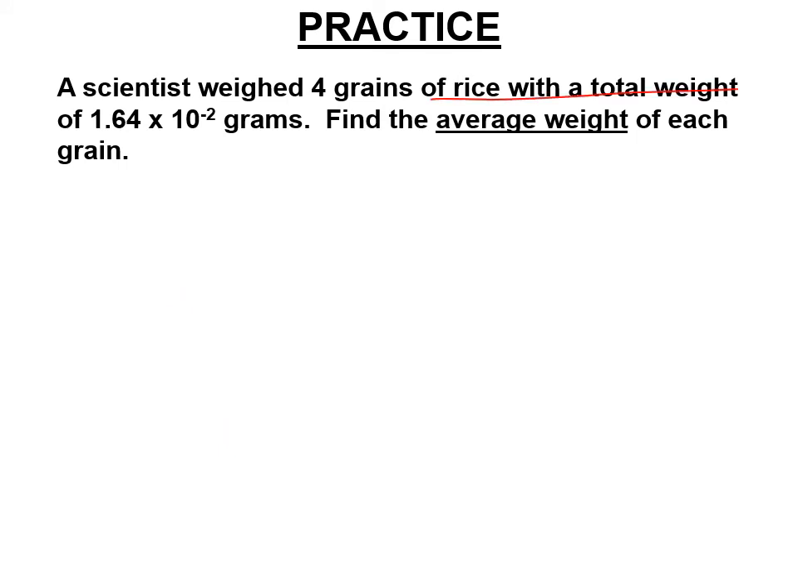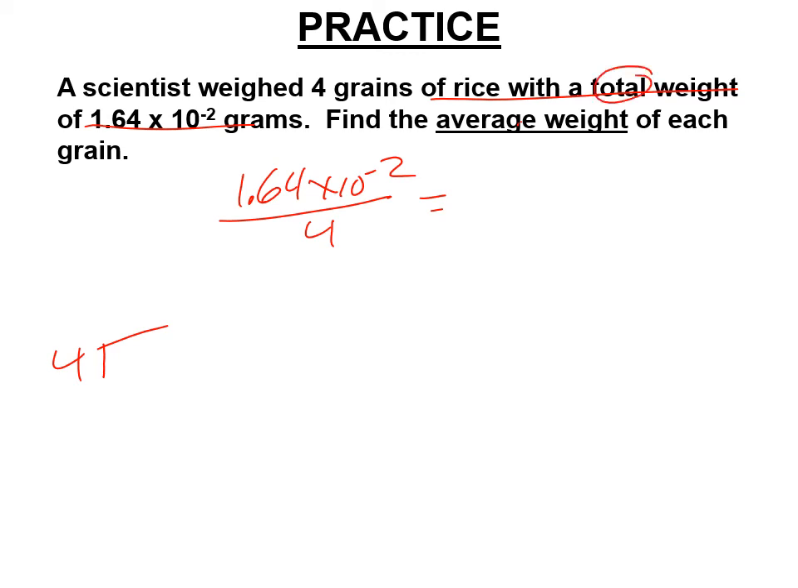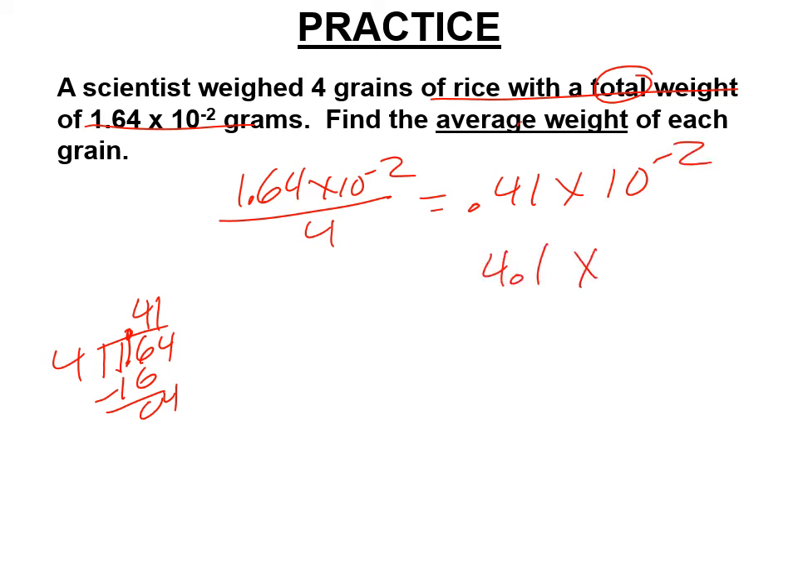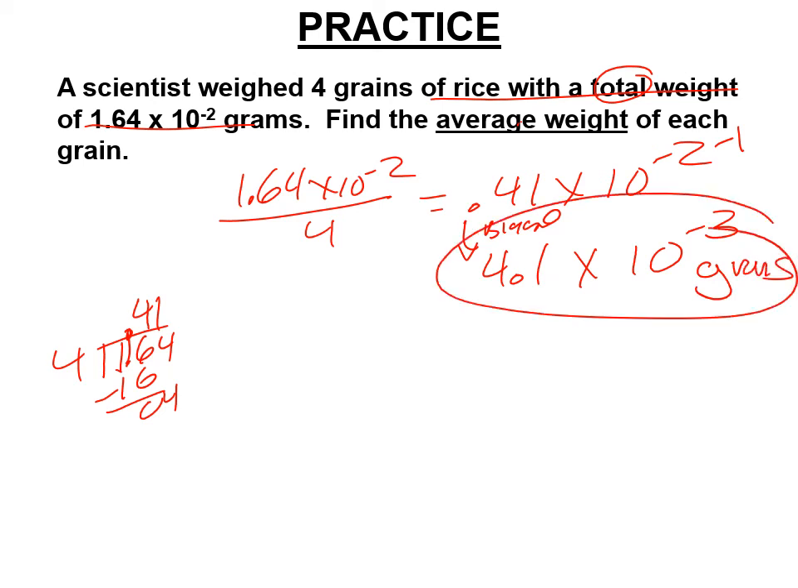That was the total weight, right? And we want to find the average weight. So you find an average by dividing. So that's what we do. With the ones you multiply, I give you the average and you're finding the total, right? So 1.64, 4 goes into 16 4 times, 4 goes into 4 1. So you get 0.41 times 10 to the negative second. Can't leave it that way. 4.1 times 10. Now we've made this bigger, so we have to make this one smaller, times 10 to the negative third grams. That's the average weight of the 3.